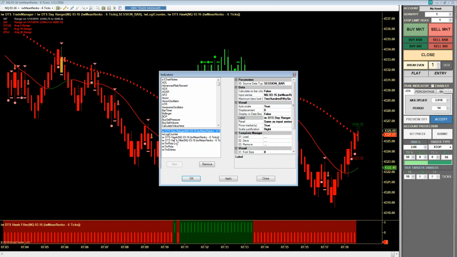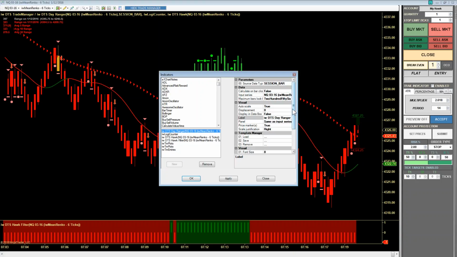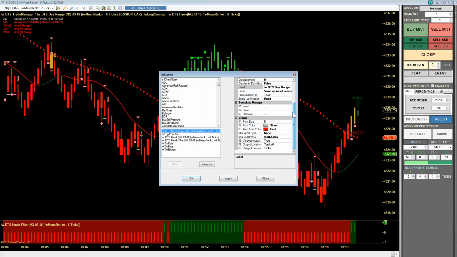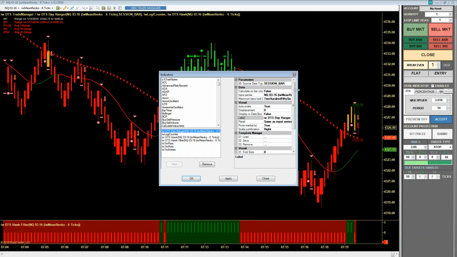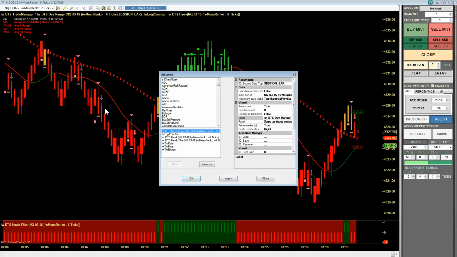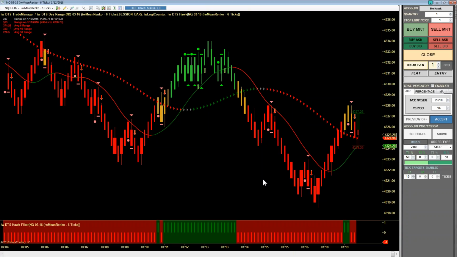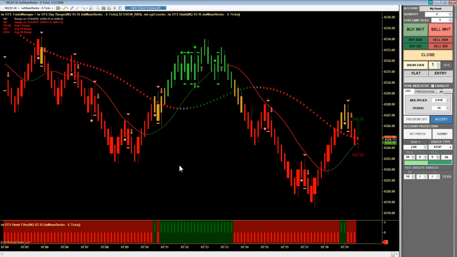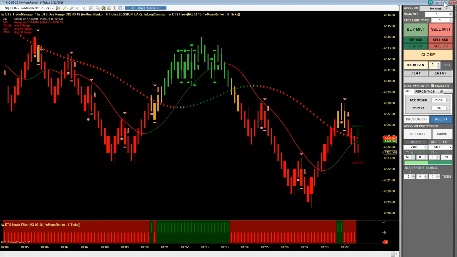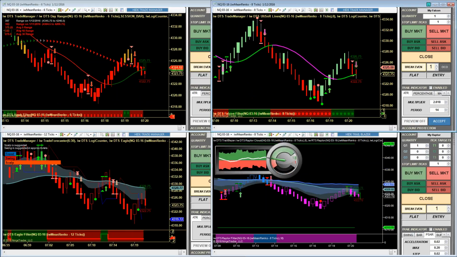The settings on my day ranger are just the default settings. I don't remember changing anything on this. I know very little about how this particular tool works, other than it does work. It was developed by Omar El-Touki, who's the fellow who uses the DTS to trade the Forex markets. For those of you who are Forex traders, you might be interested to know that yes, DTS does work just fine on Forex trading as well.